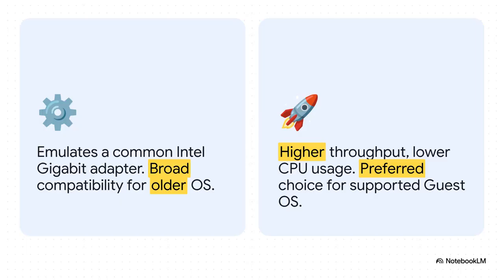The E1000, that's your trusty old workhorse. It's compatible with pretty much everything. But the VMX-Net3, that's the thoroughbred racehorse. It was designed from the ground up for vSphere, which means way higher speeds and less work for your CPU. Honestly, if your operating system supports it, VMX-Net3 is almost always the way to go.